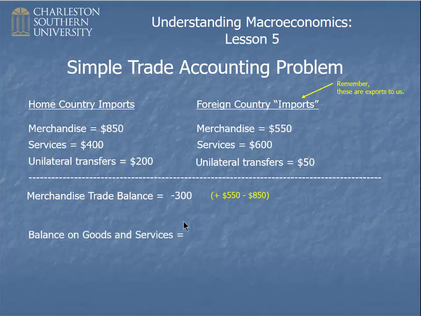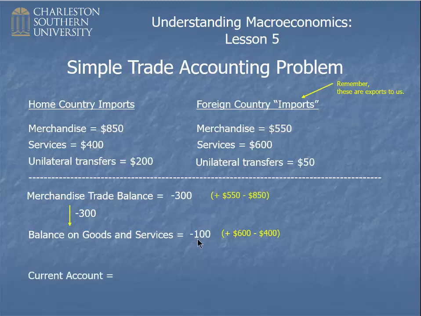Now, what about the balance on goods and services? Well, remember, the balance on goods and services is everything the merchandise trade balance is. So we're just going to bring the 300 down, and now we're going to add in what's happening to services. So let's see. We exported $600 worth of services to them, but we only imported $400 of services from them. So 600 minus 400 is plus 200. Add that plus 200 to the minus 300 we got from the merchandise trade balance. We put the balance of goods and services at minus 100.